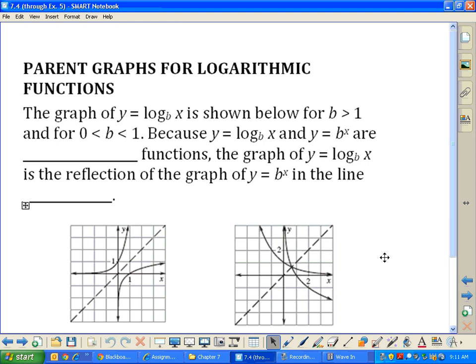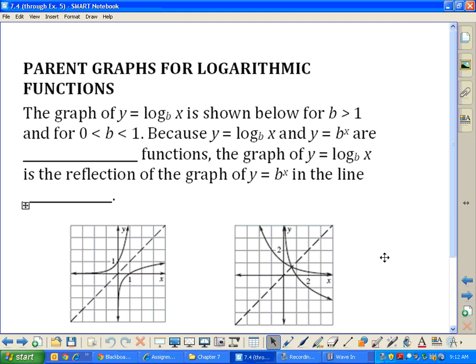If we take into account that exponential and logarithmic functions are inverses of each other, then true story, we had a horizontal asymptote on our exponential functions. These graphs up here, they're going to have vertical asymptotes today.